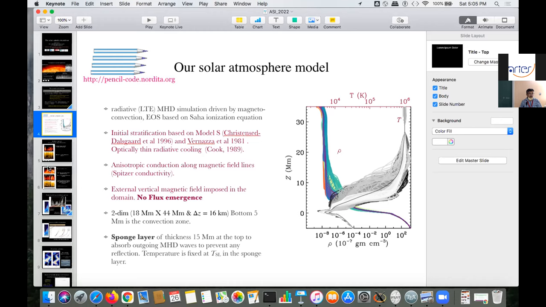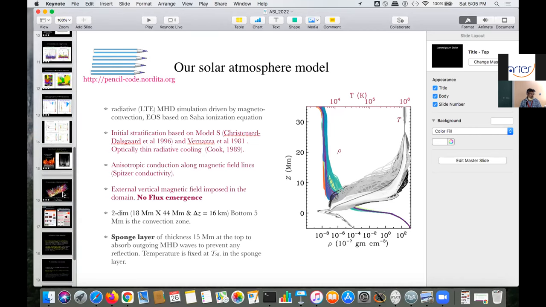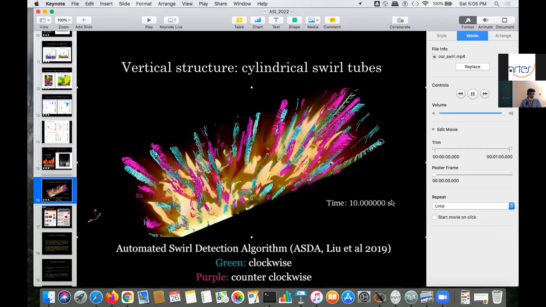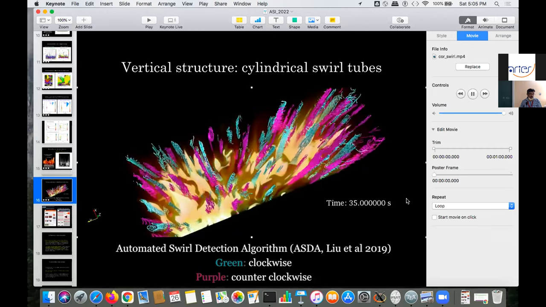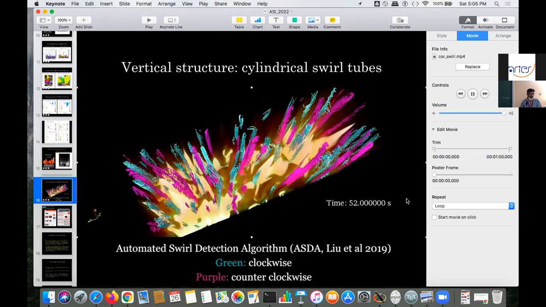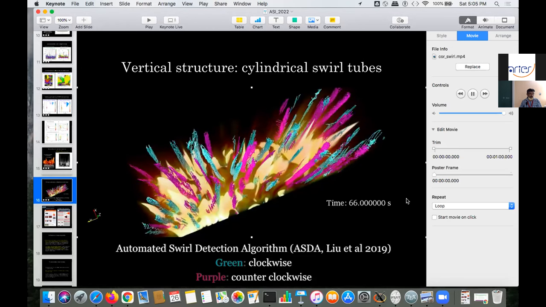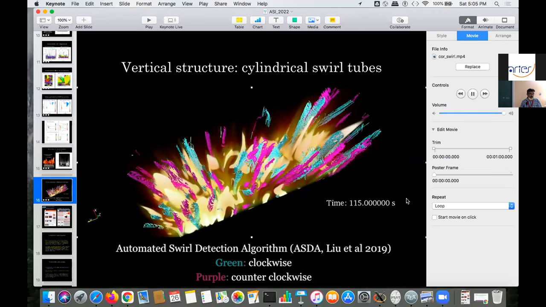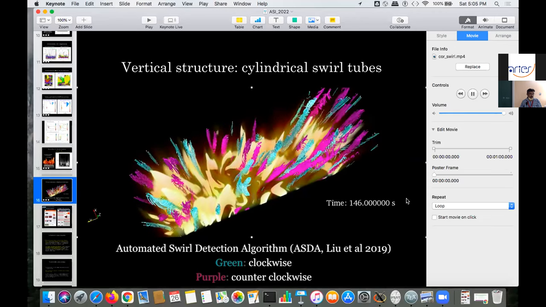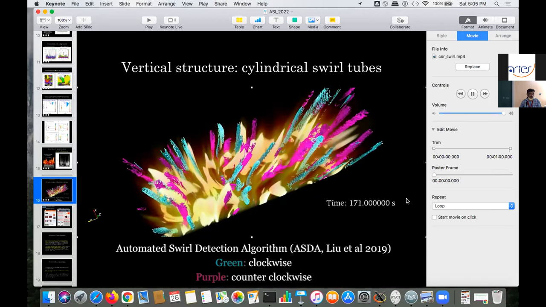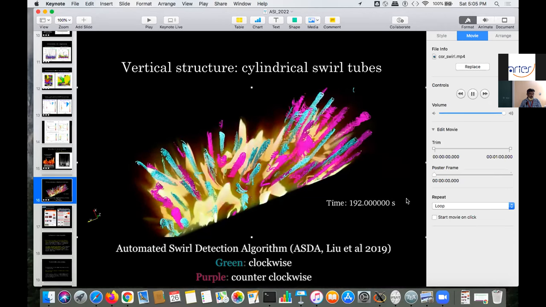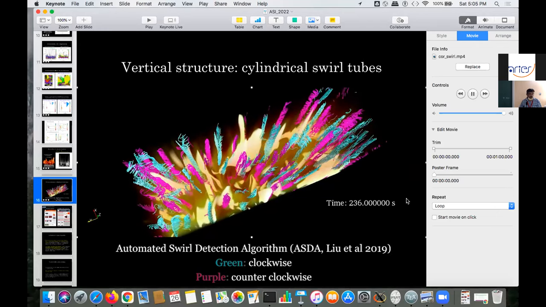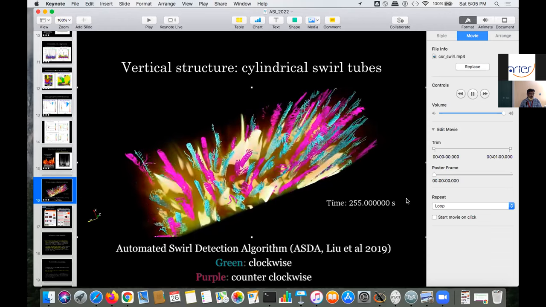Because if you remember, I showed you a movie where you had these spicules, but you also have these swirls, which are really, really dynamic. So these are really unsteady and dynamic, which probably indicates that we have a lot of turbulence. But of course, we are not as high Reynolds number as you would expect in the sun, but we are probably able to work at reasonably high Reynolds numbers.